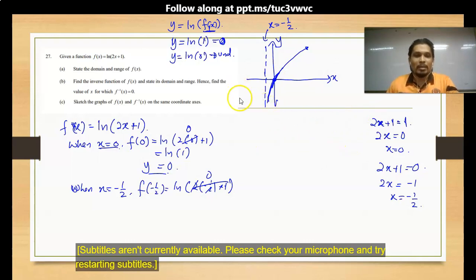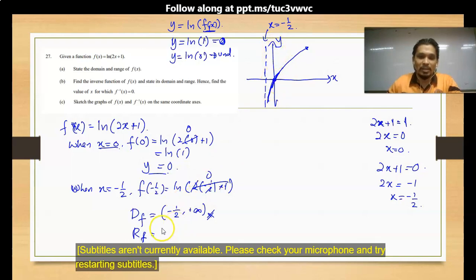Okay, so state the domain and range of f. The domain of this function, all values of x on the right side here, approaching x equals negative half. So then it is negative 1 over 2 to positive infinity. And the range of f, what is the range? Range is all values of y, am I right? All values of y here. So it is all real numbers.